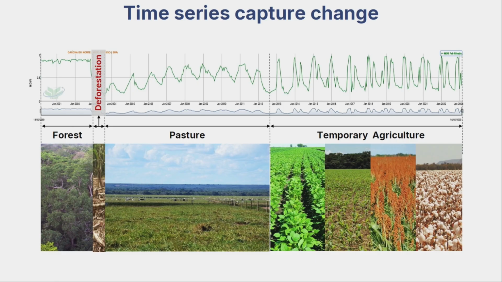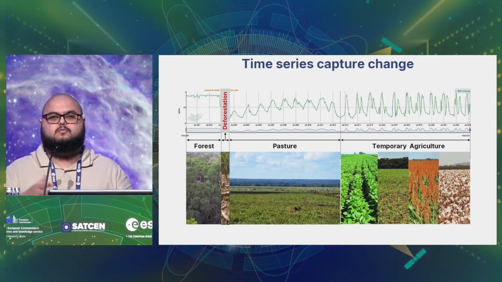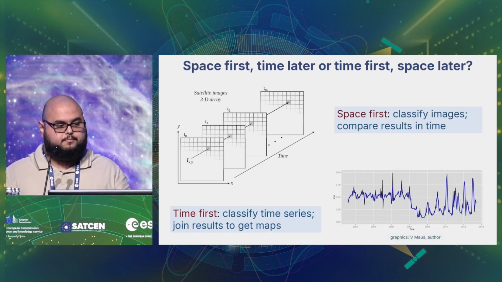This shows a timeline of what deforestation looks like. We start with the forest, then we have a short period of deforestation, and after the deforestation, things change and evolve to pasture, for example, or any other type of temporary agriculture. Using time series, it is possible to map this kind of information.